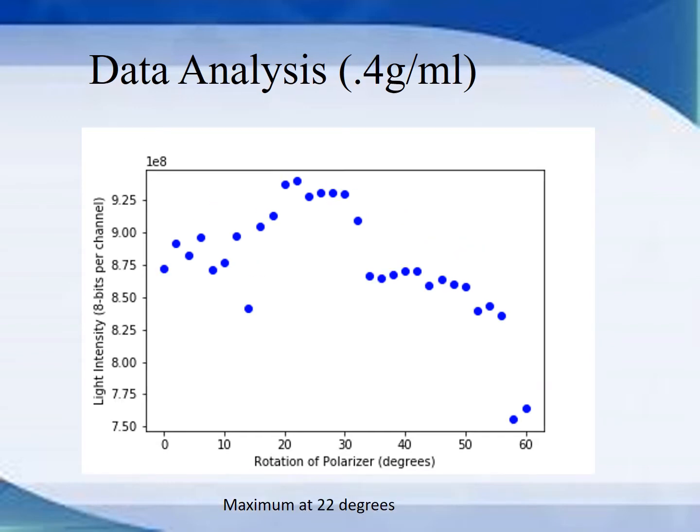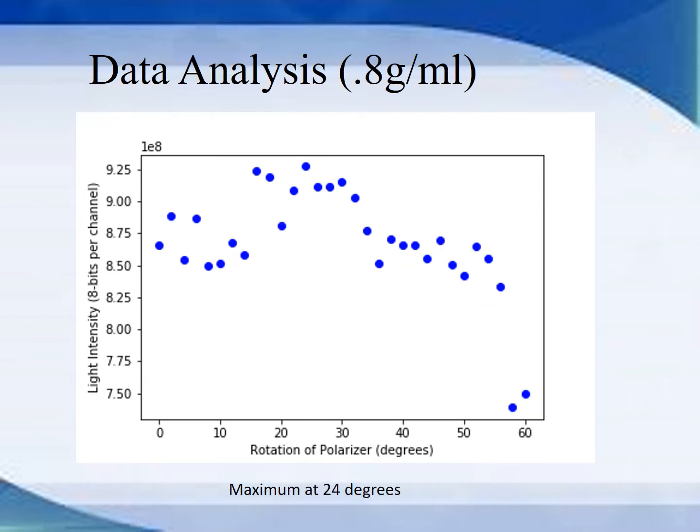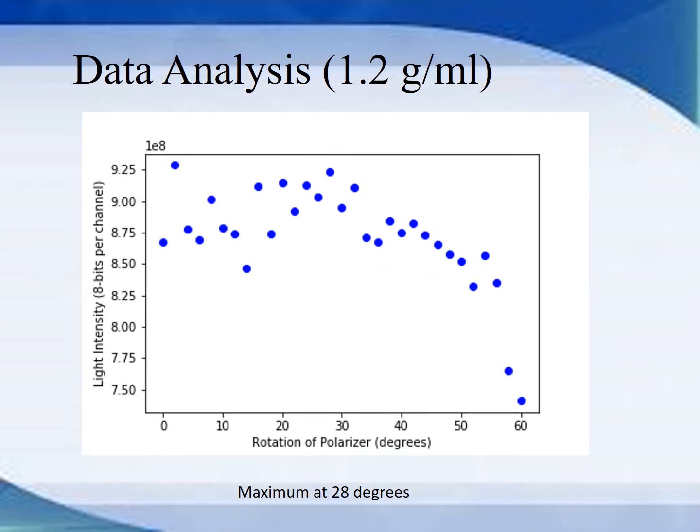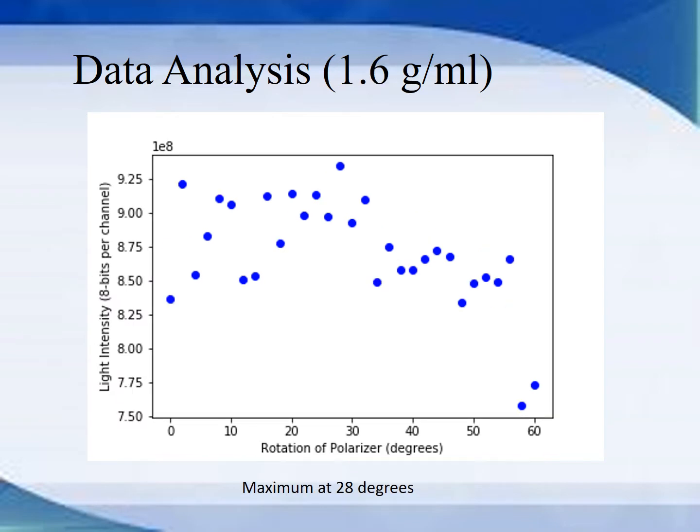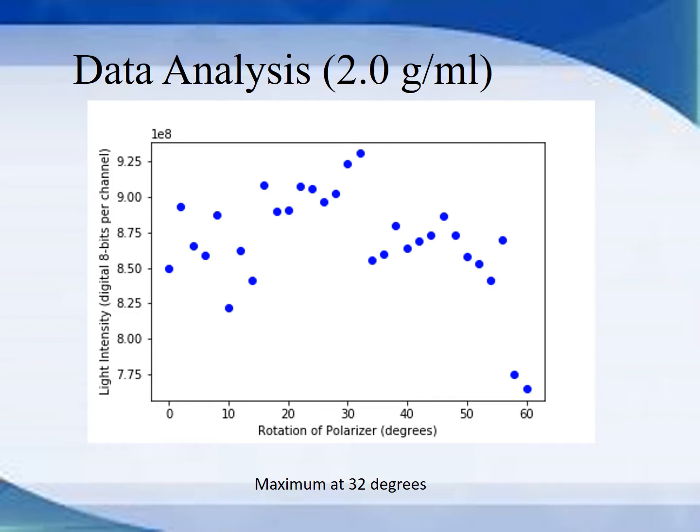For 0.4 grams per milliliter, the maximum was at 22 degrees. For 0.8, it was 24 degrees. For 1.2 grams per milliliter, it was 28 degrees. For 1.6 grams per milliliter, it was 28 degrees. And for 2.0 grams per milliliter, it was 32 degrees.